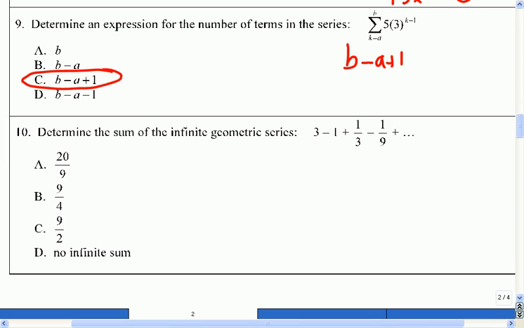Okay, infinite series. When we do infinite series, the first thing you've got to ask yourself is, does it make sense that this will have a sum? So what do you think? Will this have an infinite sum?